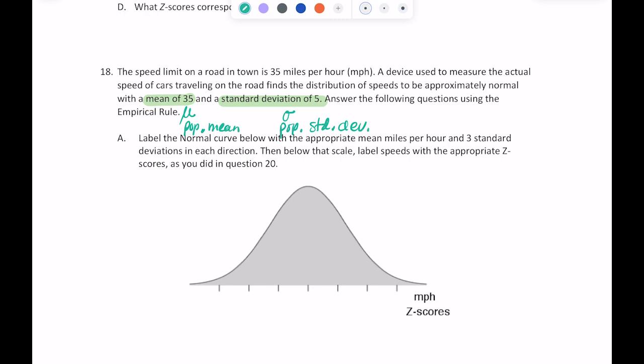Okay, so we know that the mean goes in the middle because it's the average. So 35 is going to go in the middle. And since my standard deviation is 5, I'm going to add 5 to 35, and I would get 40. And that represents one standard deviation above the mean. Okay, 35 minus 5 is 30. That would be one standard deviation below, and so on.